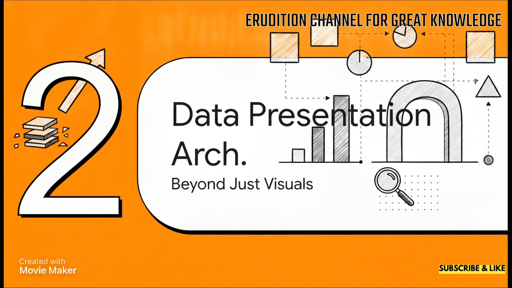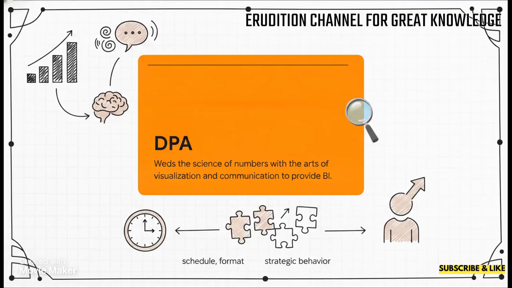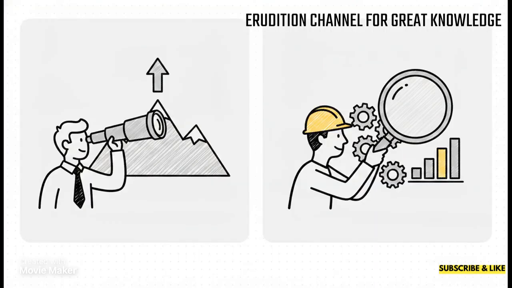Moving right along to Section 2, Data Presentation Architecture, beyond just visuals. Now, data presentation architecture, or DPA for short, isn't just about picking out a pretty chart. It's a specific skill set. It weds the hard science of data and statistics with the arts of visualization and communication. The goal? To provide actual, actionable business intelligence. It's about figuring out exactly what data, on what schedule, and in what specific format it needs to be presented to drive real results. Here's what DPA looks like in the real world. Your audience changes everything.